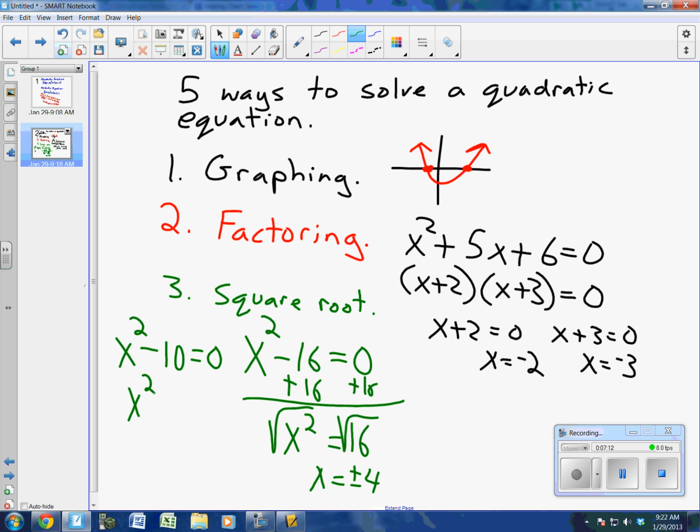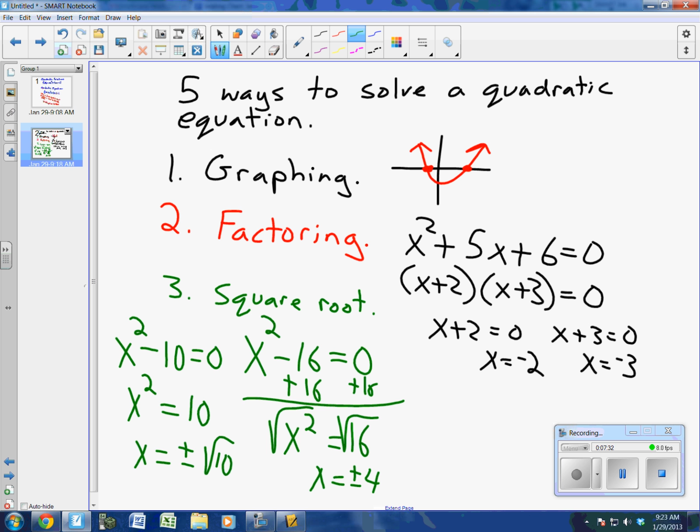So once again, I add 10 to both sides. I take the square root of both sides, and I would get plus or minus what? The square root of 10. Okay? And we just leave the answer like that, or you can write it as a decimal depending on what it's asking for. Okay? Does that make sense?